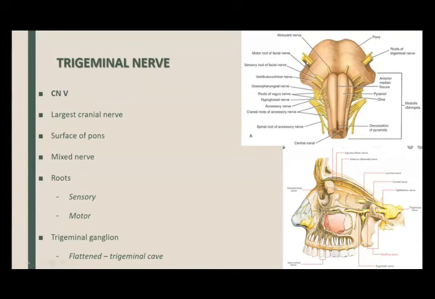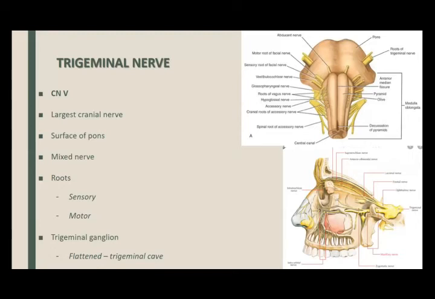This thick nerve, this one, is the sensory root of the trigeminal nerve, and this slender, fine nerve is the motor component. Together they make up the trigeminal nerve. The trigeminal nerve then enters the trigeminal ganglion. The trigeminal ganglion is an entirely sensory structure.